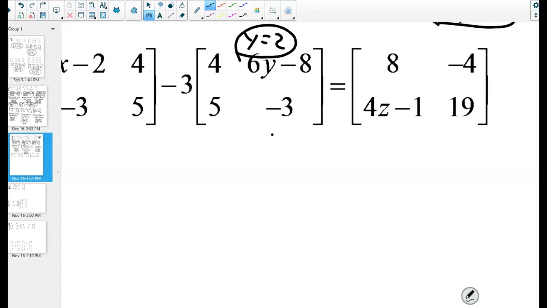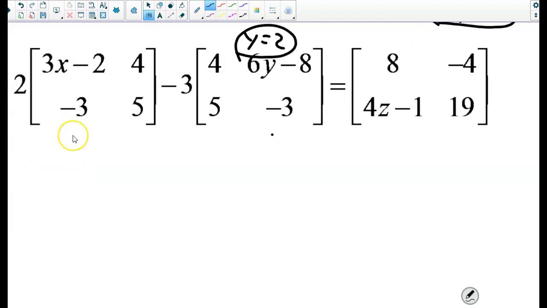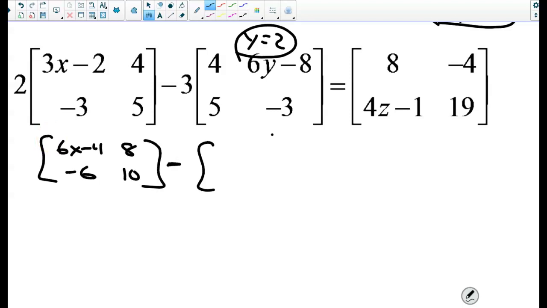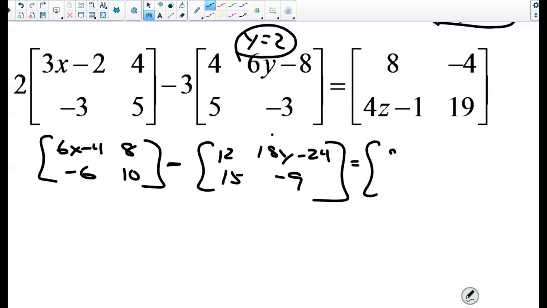Okay, so I'm going to distribute my 2. 6x minus 4, 8, negative 6, and 10. Minus 12, 18y minus 24, 15, and negative 9. I'm just distributing a 3, not a negative 3 there. And that equals my 8, negative 4, 4z minus 1, and 19.